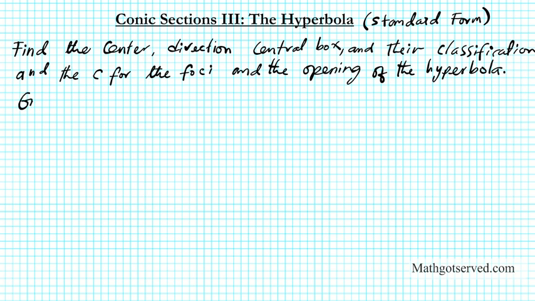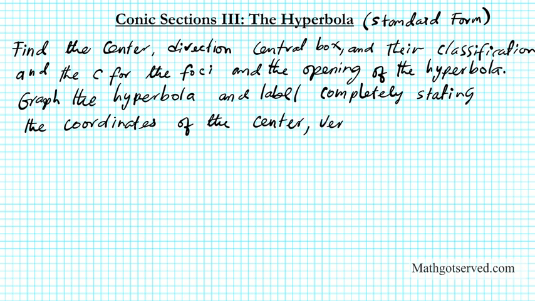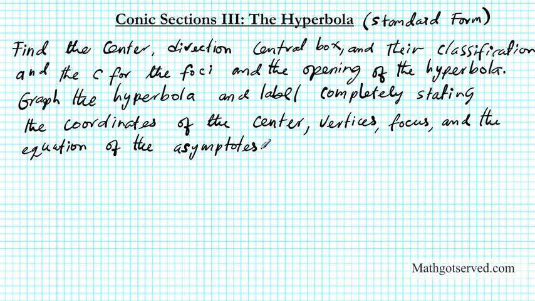Alright, after doing that, we're going to graph the hyperbola and label completely, stating the coordinates of the center, vertices, the focus, which is the foci, the two foci, and the equation of the asymptotes. Okay, so that's what we're going to do here.